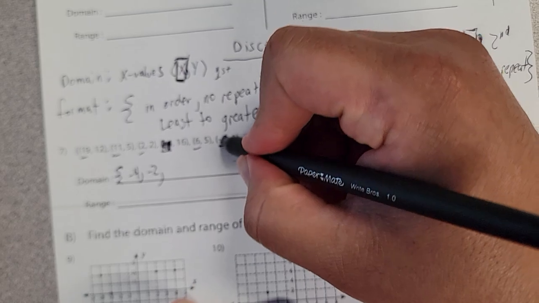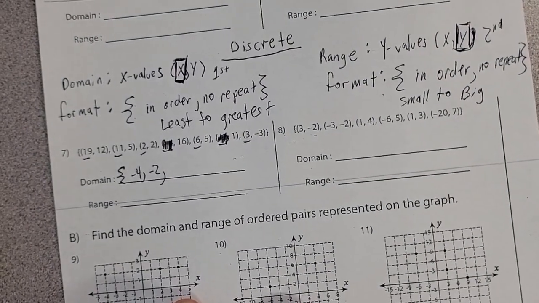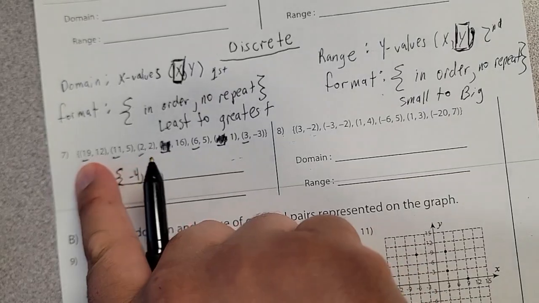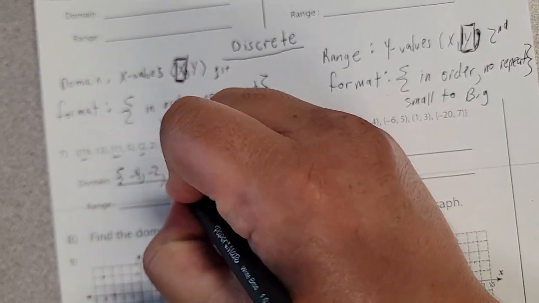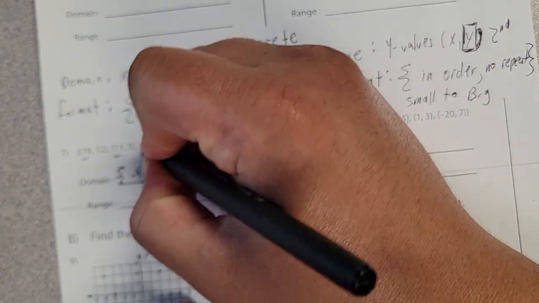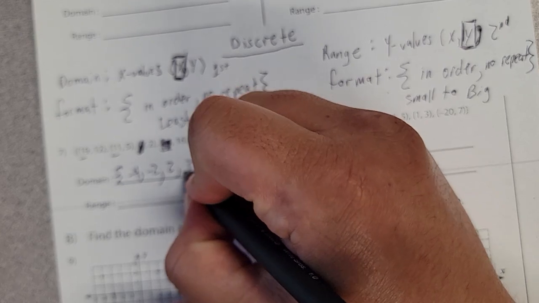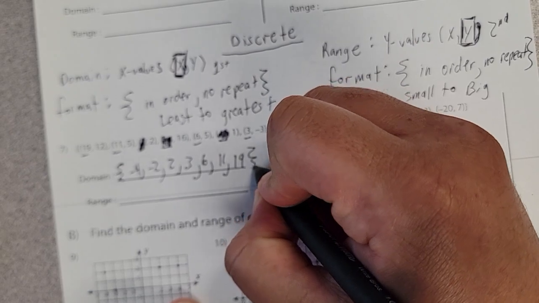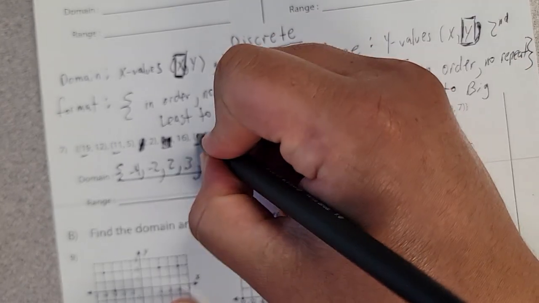So I'm done here. Sorry for my coughing. Now my next smallest number, I have 3, 6, 2, 11, 19. So 2 is next. Then I have the number 3. Then I have the number 6. Then 11, and then 19. And always end with your braces. So scratch these out.